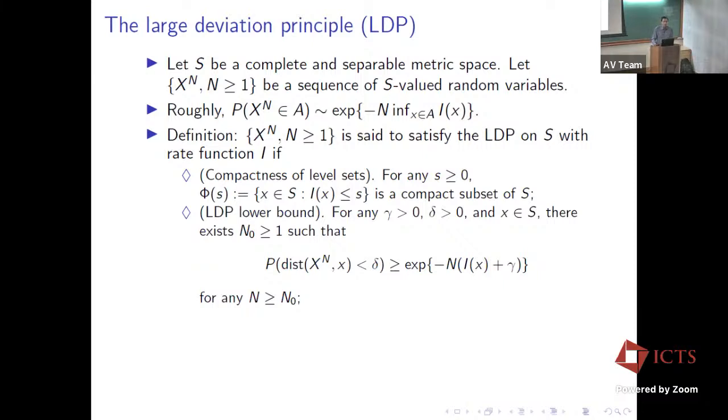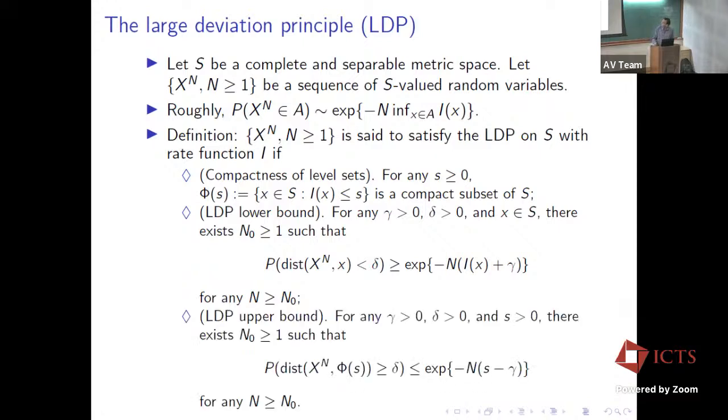There is an LDP lower bound, which is a local condition. So the probability that your random variable is in the neighborhood of some x, you can lower bound it as e to the minus n times I(x) approximately, this being the precise notion. And there is an LDP upper bound as well: the probability that your X_n is outside this lower level set associated with s is less than or equal to e to the minus ms, and then some correction terms. Okay, so if we have our X_n sequence satisfying these conditions, we say that it satisfies an LDP.